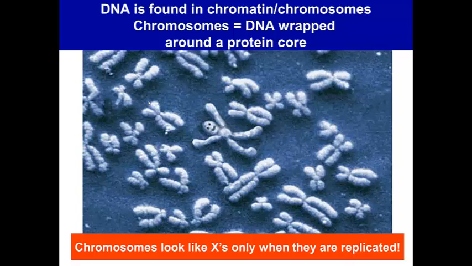DNA is found in chromatin and chromosomes. Chromosomes are DNA wrapped around a protein core. Chromatin are not DNA wrapped around a protein core. The only time that chromosomes look like X's are when they are being replicated. So here you have DNA replication occurring.